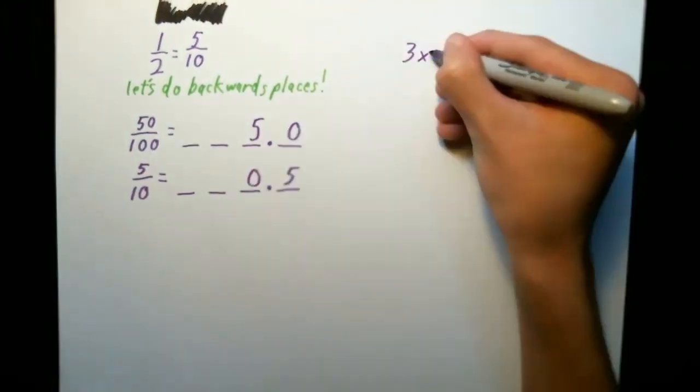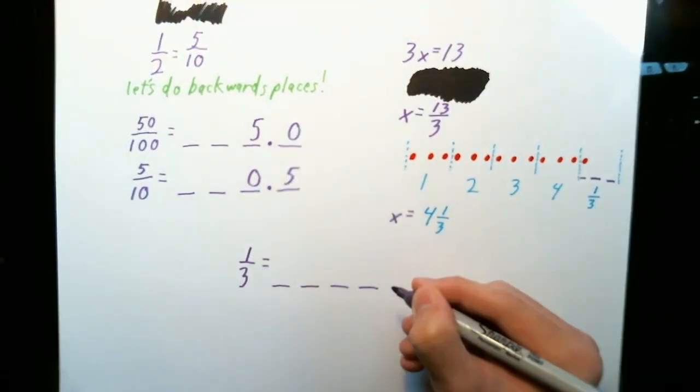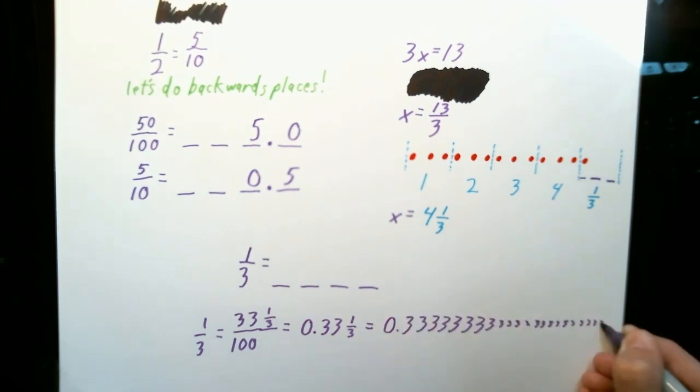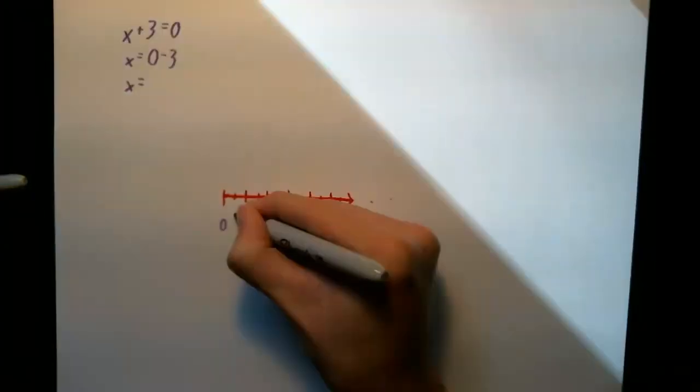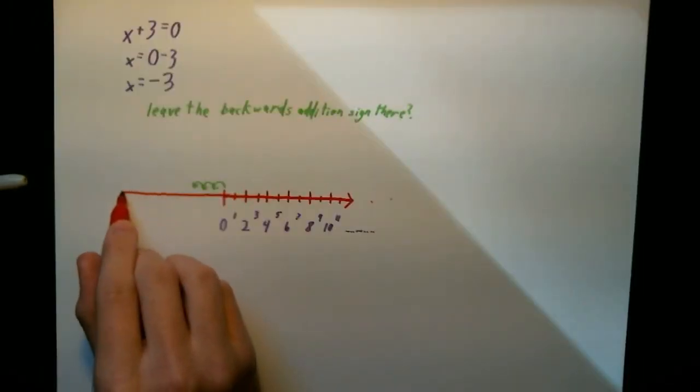1 over 2 equals 5 over 10. Let's do backwards places. 50 over 10 equals 5.0. 5 over 10 equals 0.5. 3x equals 13. X equals 13 over 3. 1, 2, 3, 4, 1/3. X equals 4 1/3. 1/3 equals 0.3333.